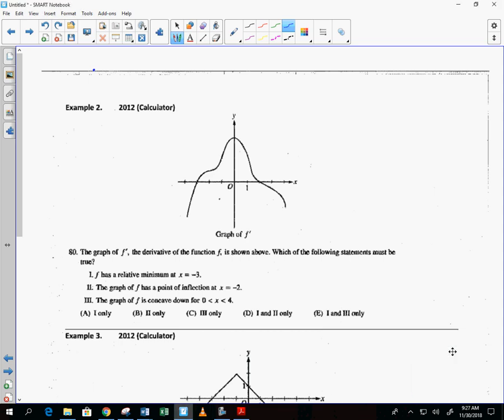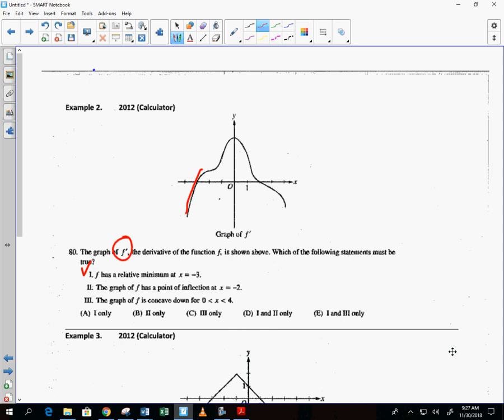And stop. Let's talk about it. You see the problem. It says f has a relative minimum. The first and most important piece is you recognize you're looking at f prime. The definition for a relative minimum or a local minimum would be when f prime changes sign from negative to positive. Does it change from negative to positive? Yes, it does, right there at -3. So that one is in.